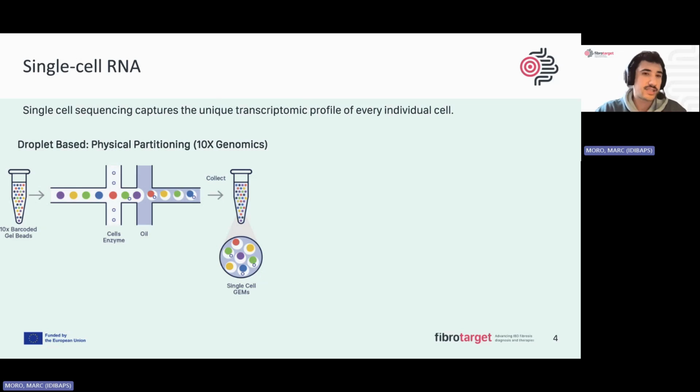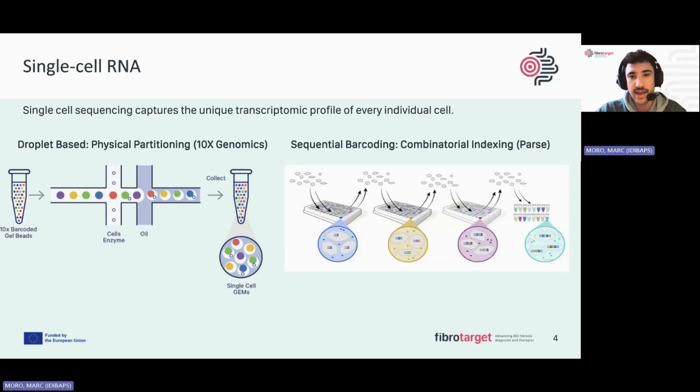This is a technology that has been developed by 10x Genomics. And then we have sequential barcoding, which is another type of technology for single cell. Here, instead of trapping the cell, we use the cell itself as the reaction vessel. So we pass a series of chemical cocktails over the cells, building up a unique molecular ID tag or barcode inside each cell. And this has been developed by Parse.